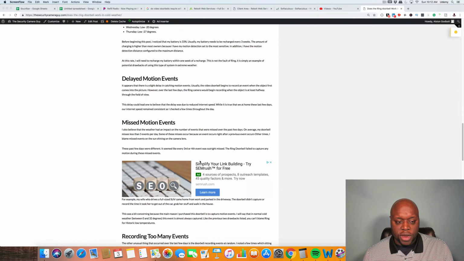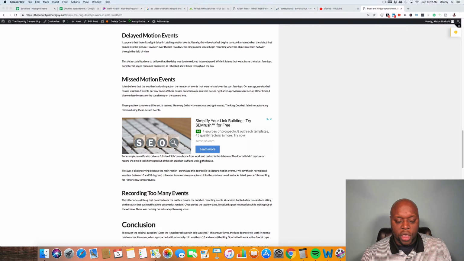Another issue that I think I attribute to the weather is the delayed motion events. What I mean by that is usually as soon as an object comes in the field of view, the Ring will pick it up, and then the recording will occur. This past week, I've noticed a few events would get to the middle of the screen or towards the end of the screen before it would pick it up. Now, that does happen occasionally, depending on how fast a car is driving, or if someone's running. I guess that can happen from time to time, but it seemed to happen more frequently this past week.